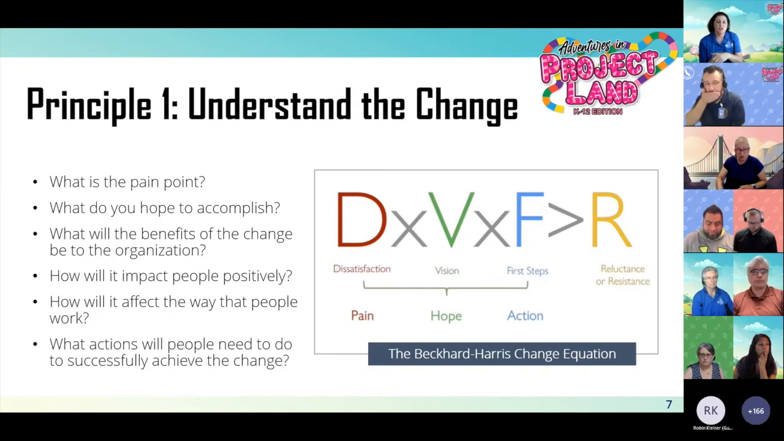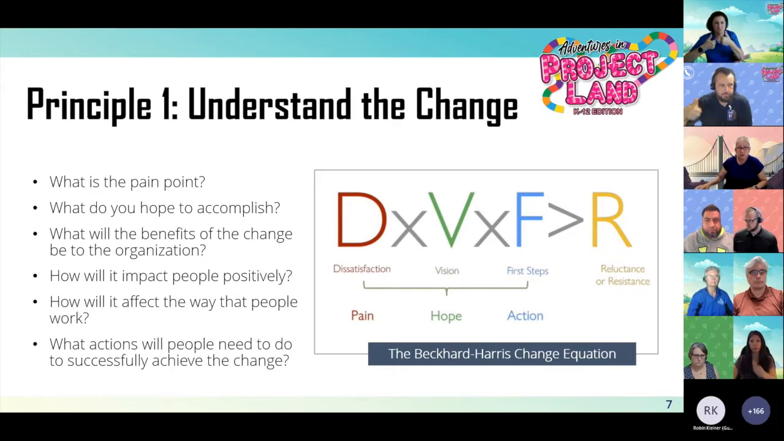So this particular change equation shows us that the combined pain plus the hope plus the actions have to be greater than the resistance to the change. So in essence, the pull to change has to be stronger than the urge to stay the same, right? So we have to combine all that pain, hope, and whatever action, and we need to make that greater than that urge to stay the same. Make sense? Give me a thumbs up. Make sense to you? All right.